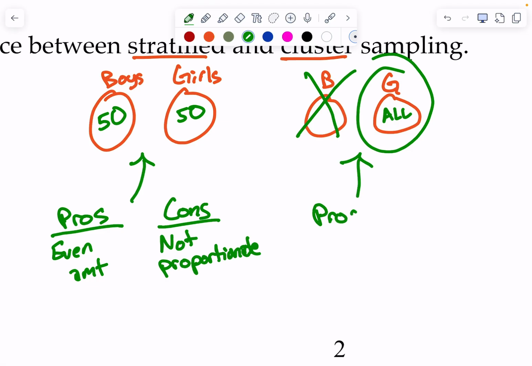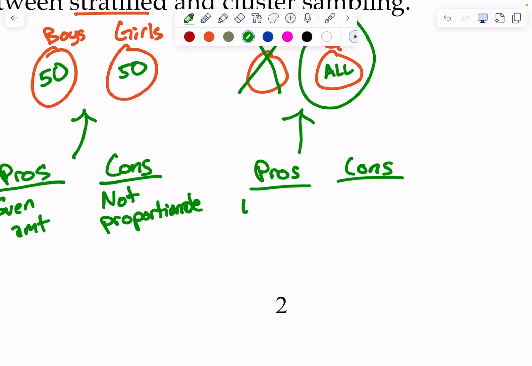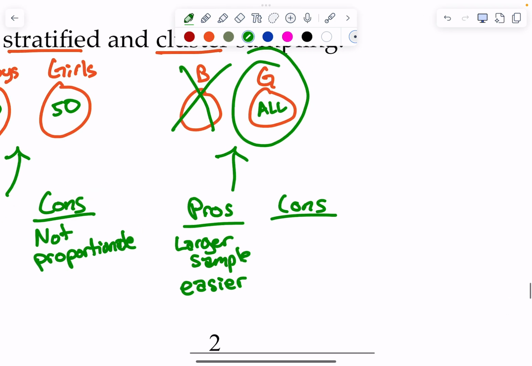Pros and cons. Pros? Could be a larger sample. Yeah, could be a larger sample. And I'm going to say maybe easier. Okay, because if these are in different towns, let's say, I only have to go to one town, right? So that one's easier. Cons? You're ignoring the whole group. Ignoring a whole group.